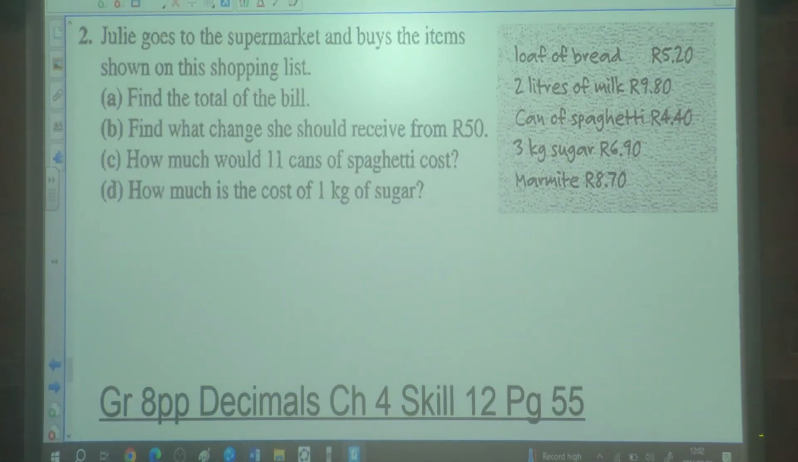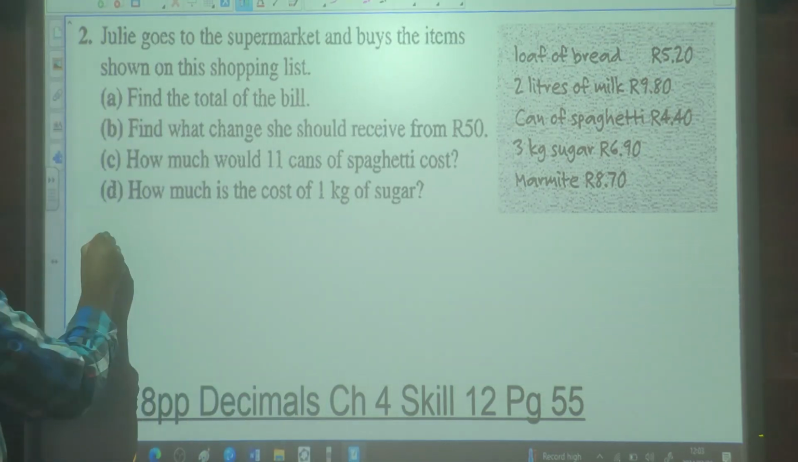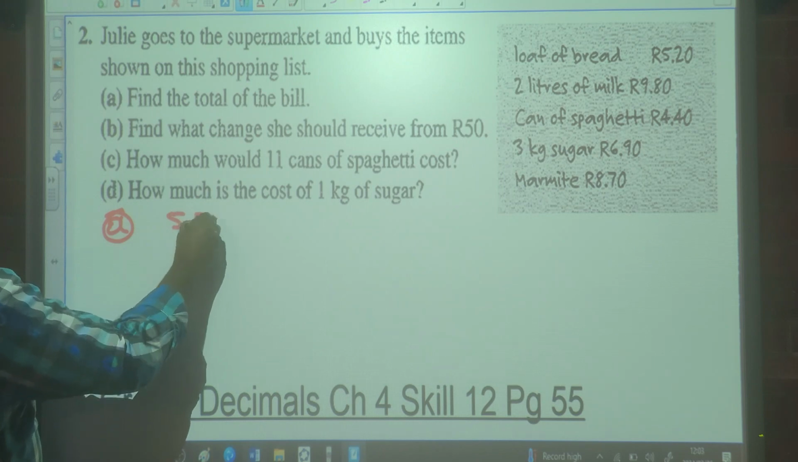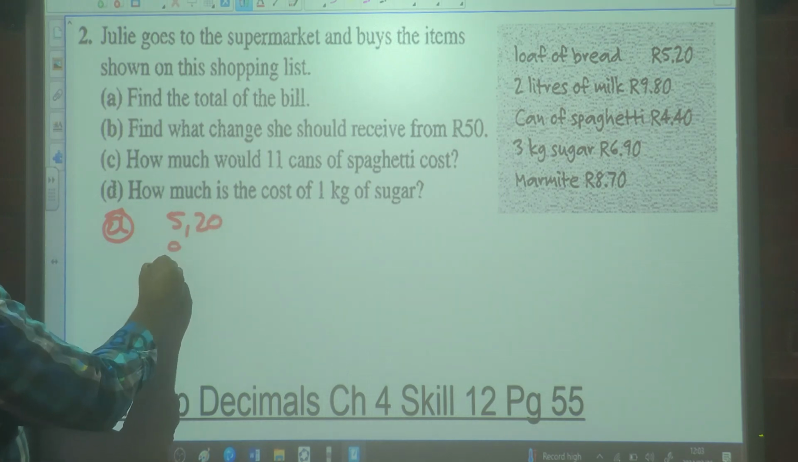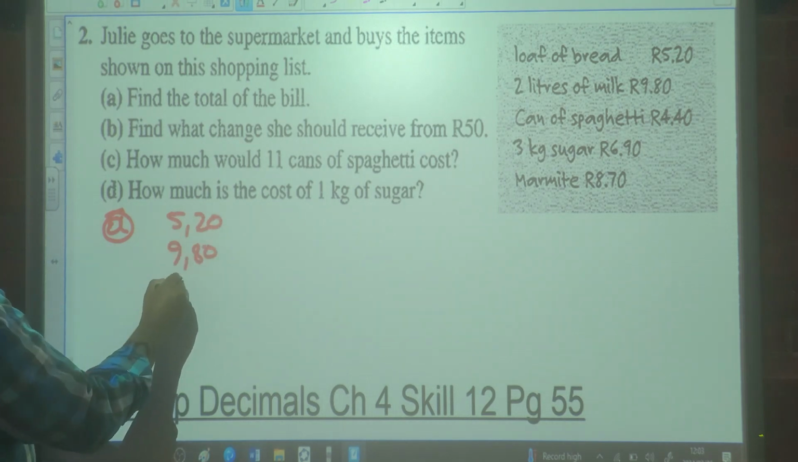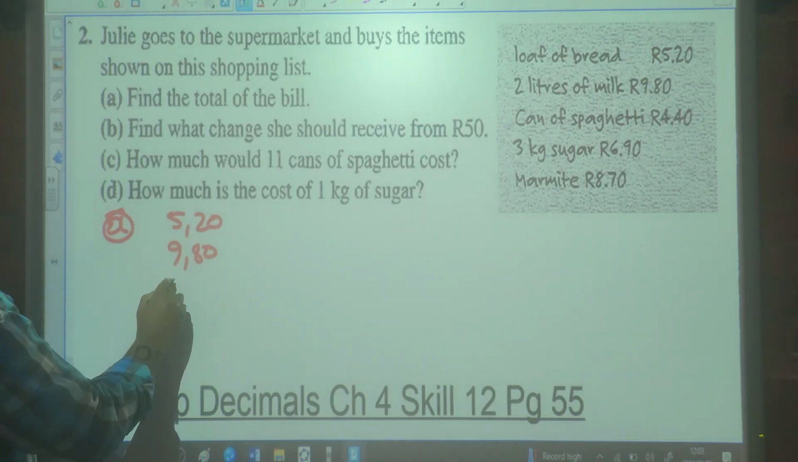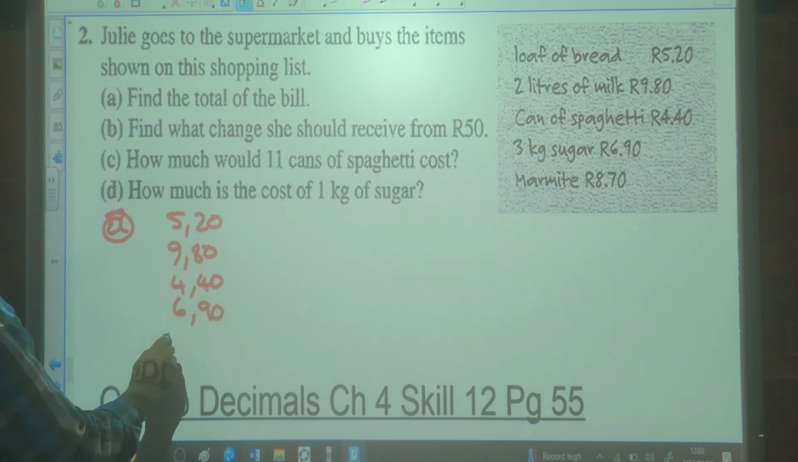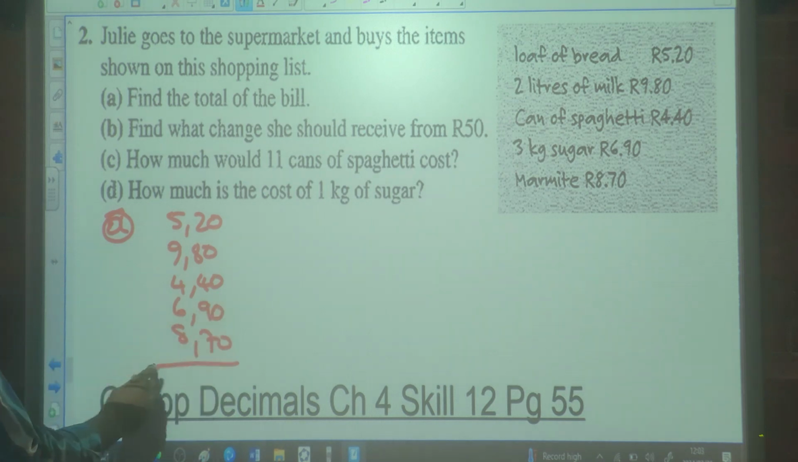Okay. Find the total of the bill. So what must we do here for A? You add them all together, not so? A loaf of bread is 5.20. 2 liters of milk is 9.80. A can of spaghetti is 4.40. 3 kilos of sugar is 6.90. And Marmite, which is 8.70. So we add it up.